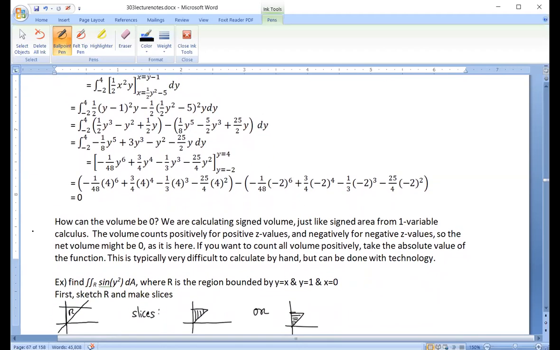The region, y equals x, y equals 1, x equals 0, just gives us this triangular region. If we make vertical slices, it looks like the one image, and then the horizontal slices look like the other image. So either form of taking slices looks like it should be fine.